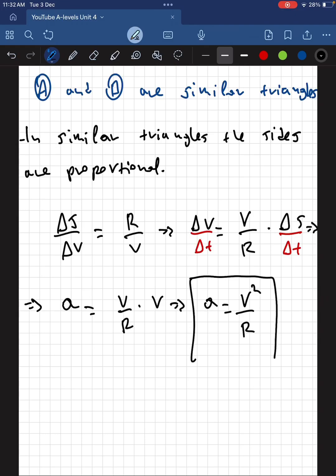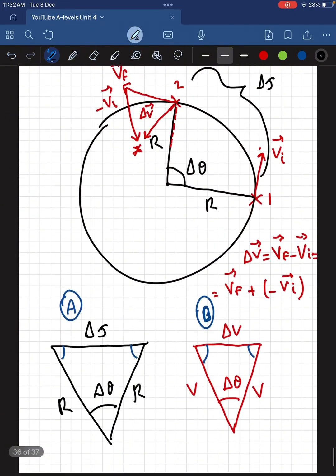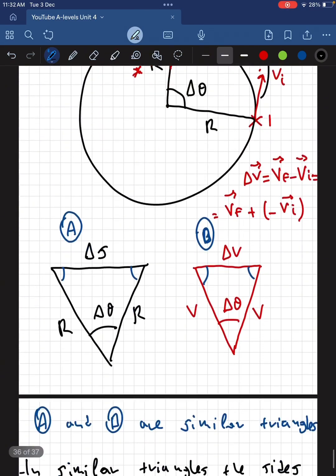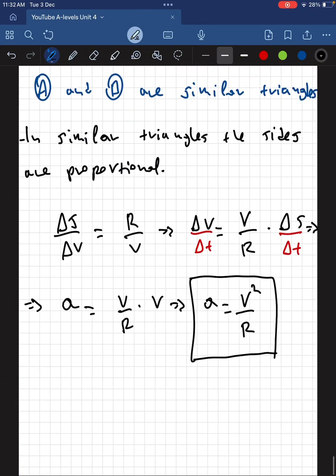So we just proved a very important result. And guys, please study these steps that I took here to prove this, because it is frequently asked in past papers. Okay, so this is what the acceleration in circular motion looks like, and this acceleration is purely due to the constant change in direction of the velocity vector.